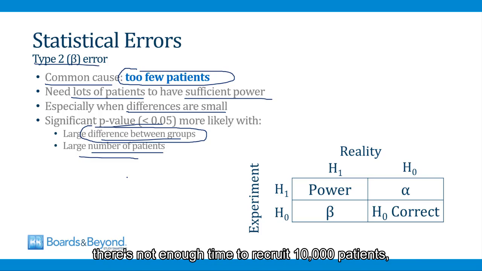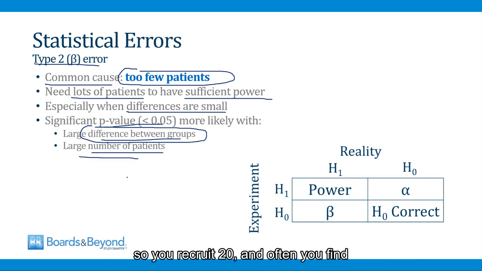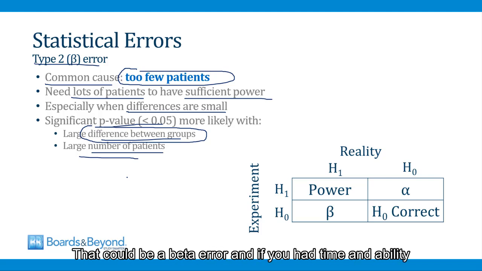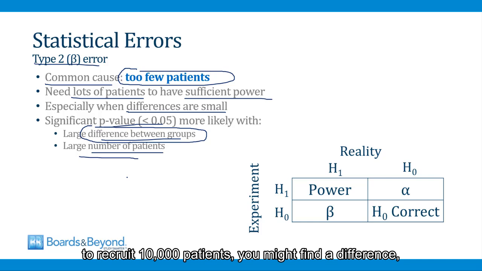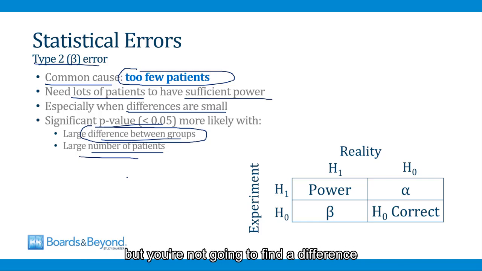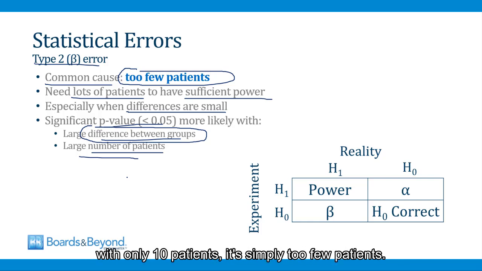There's not enough time to recruit 10,000 patients, so you recruit 20. And often you find that there's no difference between groups. That could be a beta error, and if you had time and ability to recruit 10,000 patients, you might find a difference, but you're not going to find a difference with only 10 patients. It's simply too few patients.